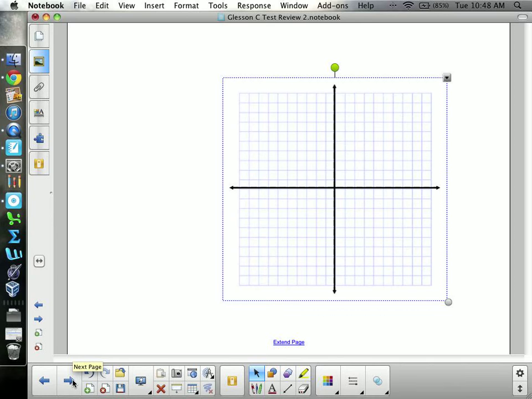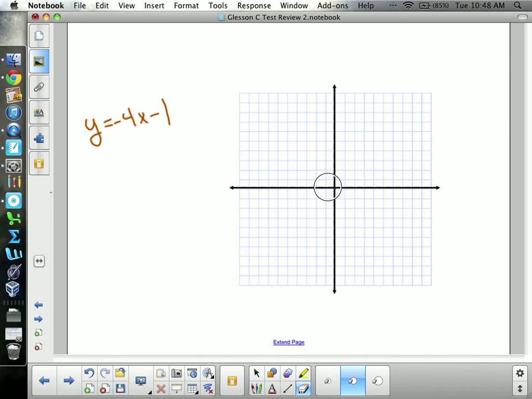All right, graph the equation y equals negative 4x minus 1. Where's the y-intercept? Negative 1. Does that mean right there? Is that good? What's wrong with that? It's a y-intercept, not an x-intercept. It's on the wrong axis. So instead I'm going to put it there. I'm going to label it.